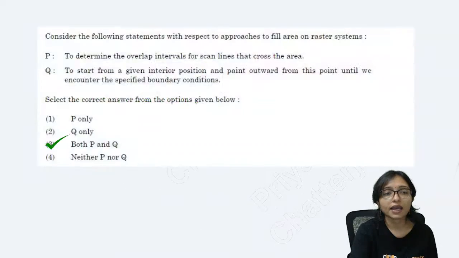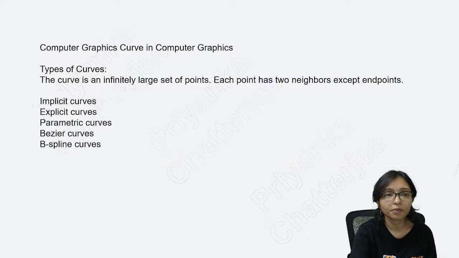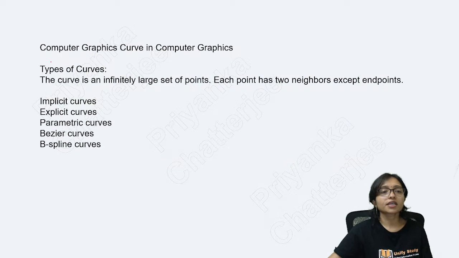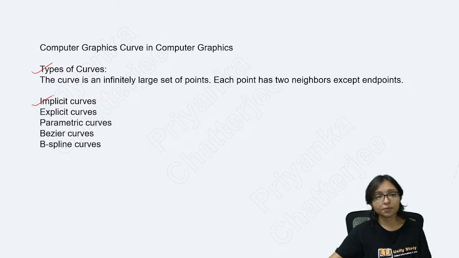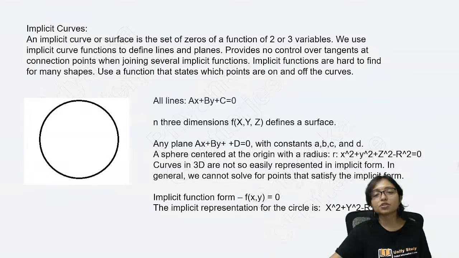And now I am going to tell you about curves. Here this is the curve part. So in computer graphics, types of curve: there is implicit curve, explicit curve, parametric curve, Bezier curve, and B-spline curve. From the curve topic they are asking repeated questions. So the idea of the curve means what? Just like when you are making a circle, that is also a curve, right?